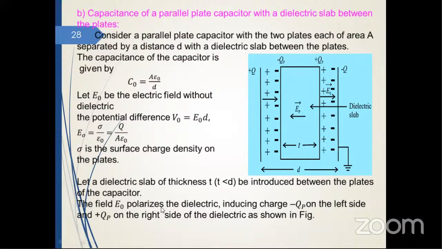The thickness t is introduced between the plates of the capacitor. The field E naught polarizes the dielectric, inducing charges minus QP on the left side and positive QP on the right side of the dielectric. See, this is the QP. Because of this positive, there is formation of negative charge here. Because of this negative, there is formation of positive, and because of this positive, there is formation of negative. This is alternate. Okay. And again, this positive charge is given to the earth, as shown in the diagram.